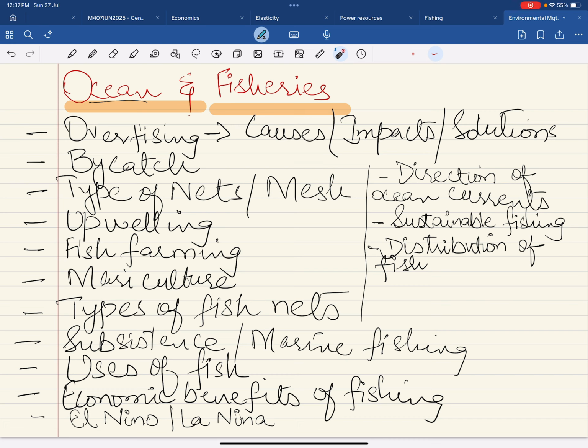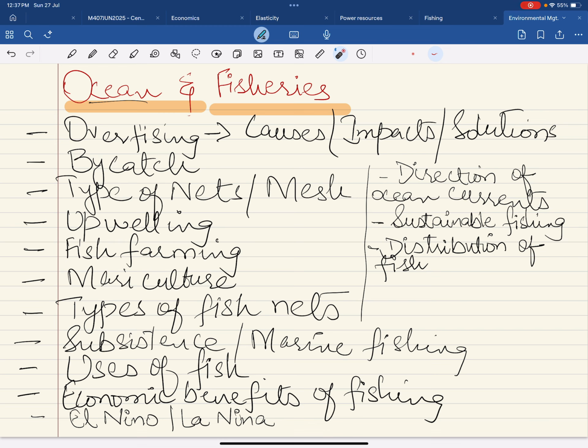Then this is basically subsistence and marine fishing. Subsistence fishing is basically if the fisherman is catching the fish and he's not selling it, he's consuming it on his own. That's subsistence fishing. However, if the fisherman is catching the fish on a large scale and the purpose is to sell the fish, that is marine fishing. We are done with the uses of fish. Basically fish is used for industries, for manufacturing fish oil, and as a source of food. Some basic 2 or 3 uses you people can remember.